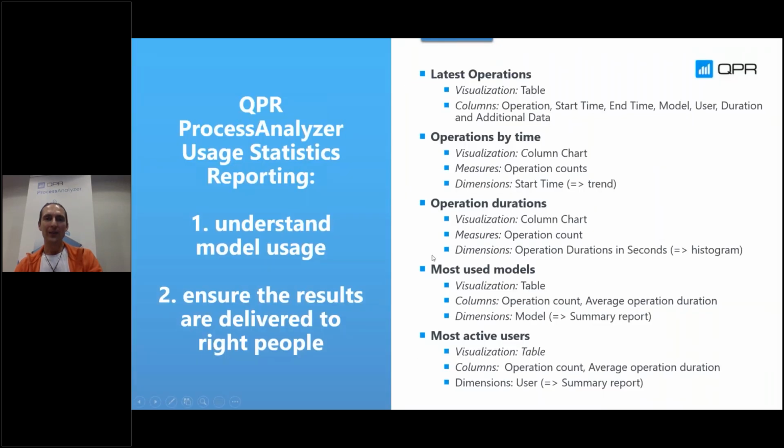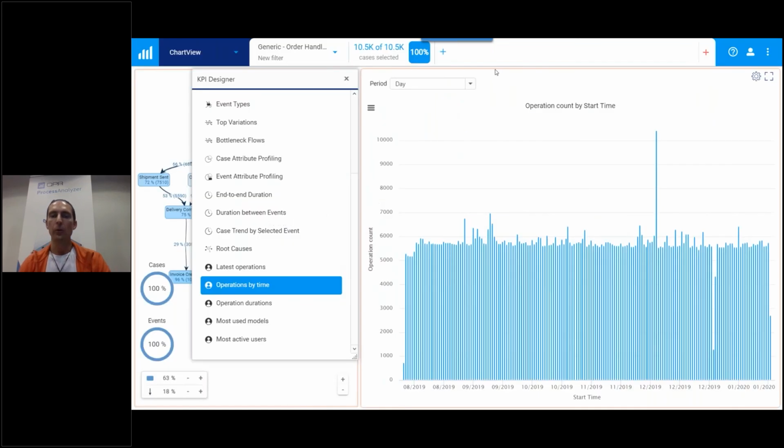While it's loading, I'm just showing that there's always a visualization. Do we want to use as a table or the column chart, for example? There's a selection of what are the columns in your report, and then there's the dimension. And for example, operations by time, the starting time will make this as a trend chart. And in these operation durations, selecting these selections will make it a histogram or the summary report. So the chart view is super flexible.